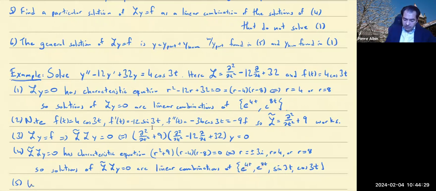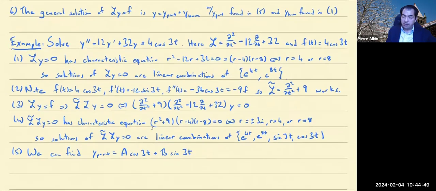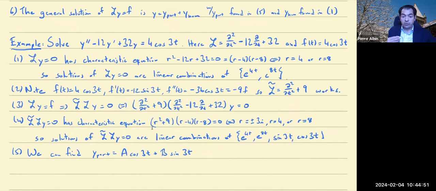So we can find y sub p, a linear combination, say a times cosine 3t plus b times sine of 3t. How we do that is just like in the method of undetermined coefficients. So now we just plug it into the left-hand side, L of y sub p, when y sub p has this form.